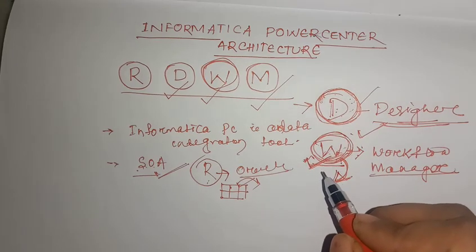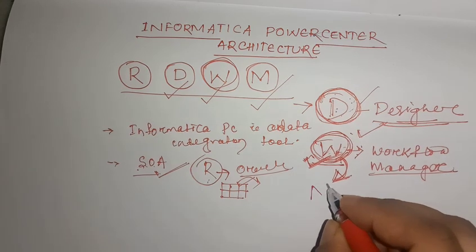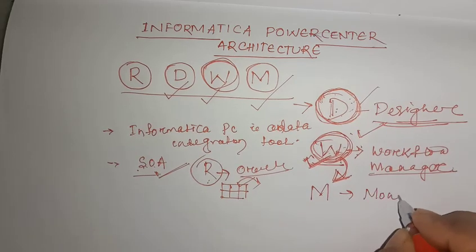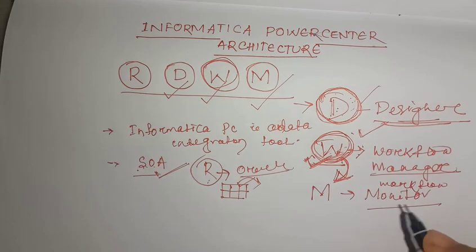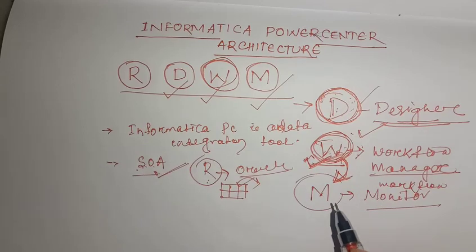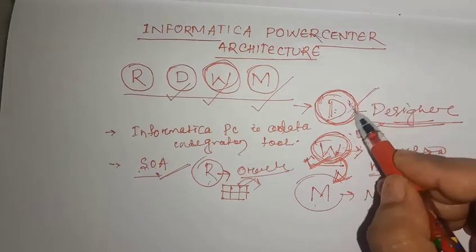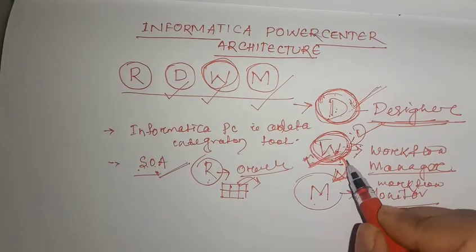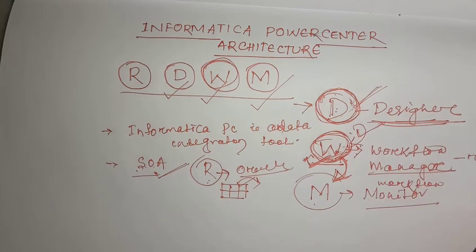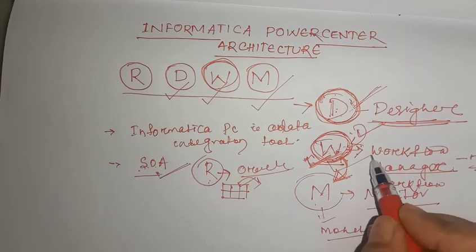Then we will go to Informatica Power Center Workflow Monitor. Here is the workflow monitor. From the workflow monitor, we can monitor or check the status of a workflow. Suppose in the designer window the developer designs the workflows. Then we go to the workflow manager, where we just run the workflow, and in the monitor window we monitor or check the status of the workflow.